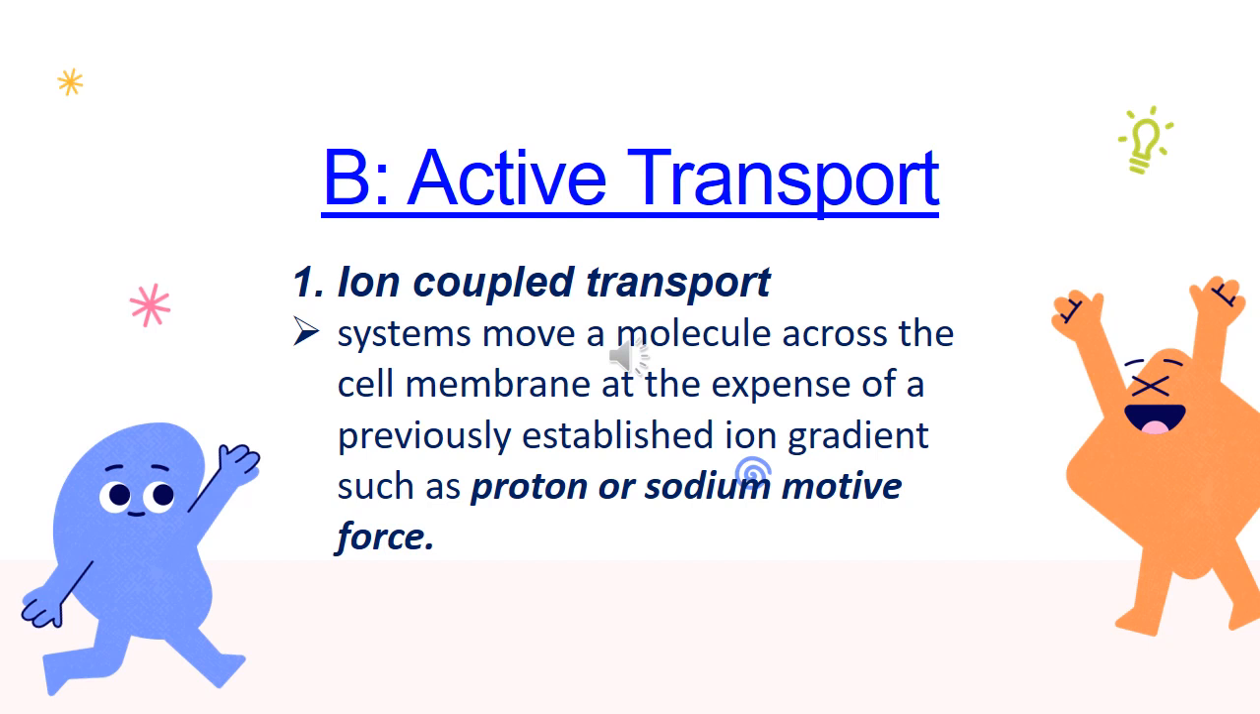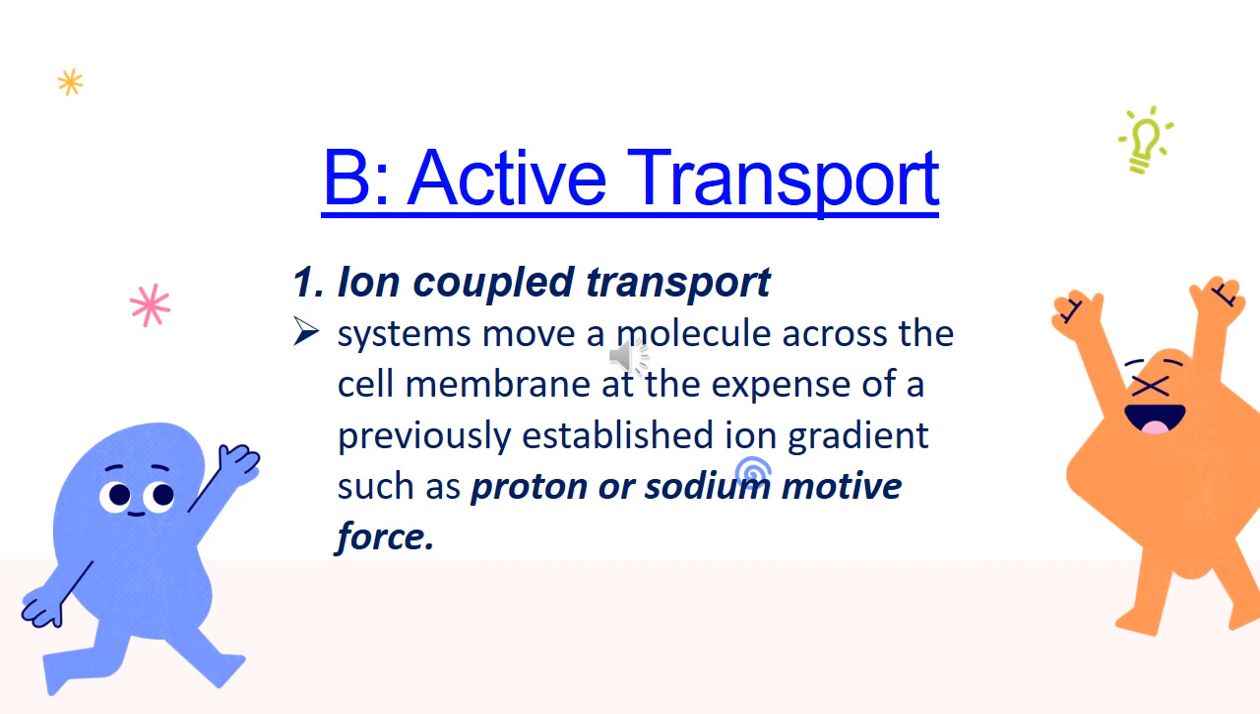So, we have here ion-coupled transport, in which this system moves a molecule across the cell membrane at the expense of a previously established ion gradient, such as the proton or sodium motive force. There are three basic types of ion-coupled transport: uniport, symport, and antiport. This is particularly common in aerobic organisms, which have an easier time generating an ion motive force than anaerobes.